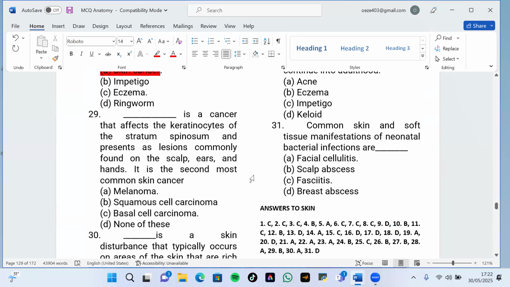Dash is a cancer that affects the keratinocytes of the stratum spinosum and presents as lesions commonly found on the scalp, ears, and hands. It is the second most common skin cancer. A, melanoma. B, squamous cell carcinoma. C, basal cell carcinoma. D, none of these. The correct answer is B, squamous cell carcinoma.